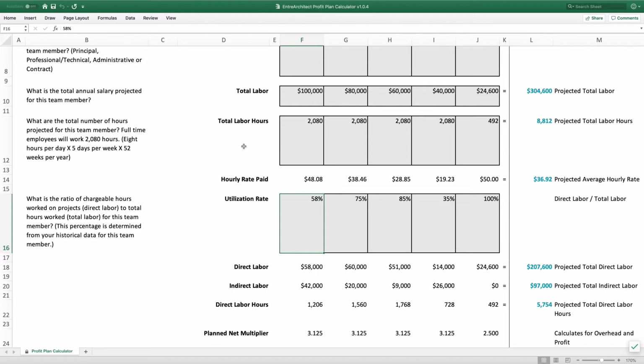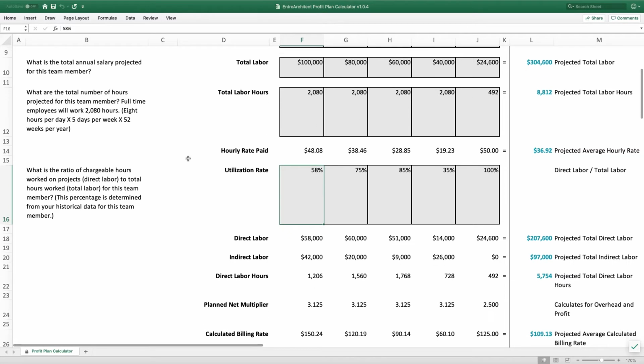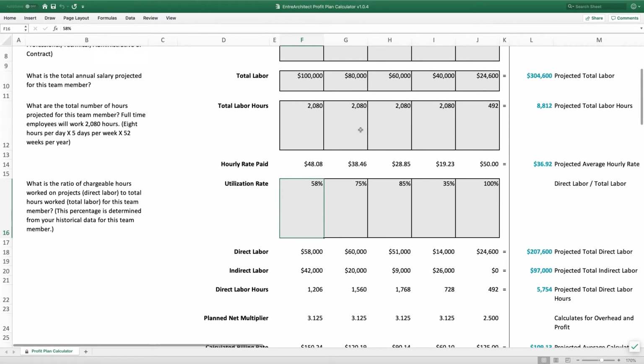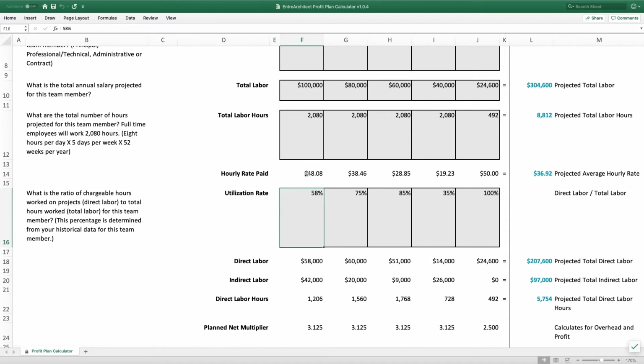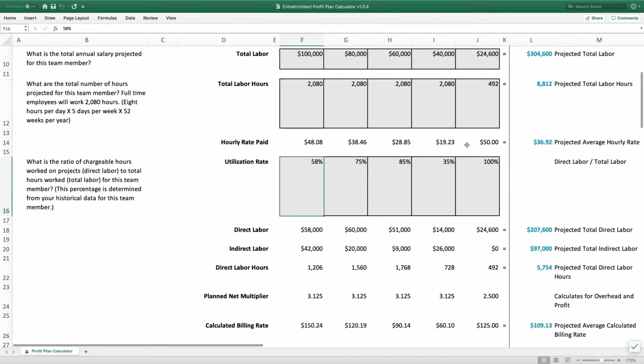times 52 weeks per year. You plug that number in here. This is the contract labor number. So we're estimating that the contract labor is going to work 492 hours. Then that's going to automatically calculate your hourly pay rate, your rate paid. And so it's taking this total labor divided by your total labor hours, giving you a pay rate.